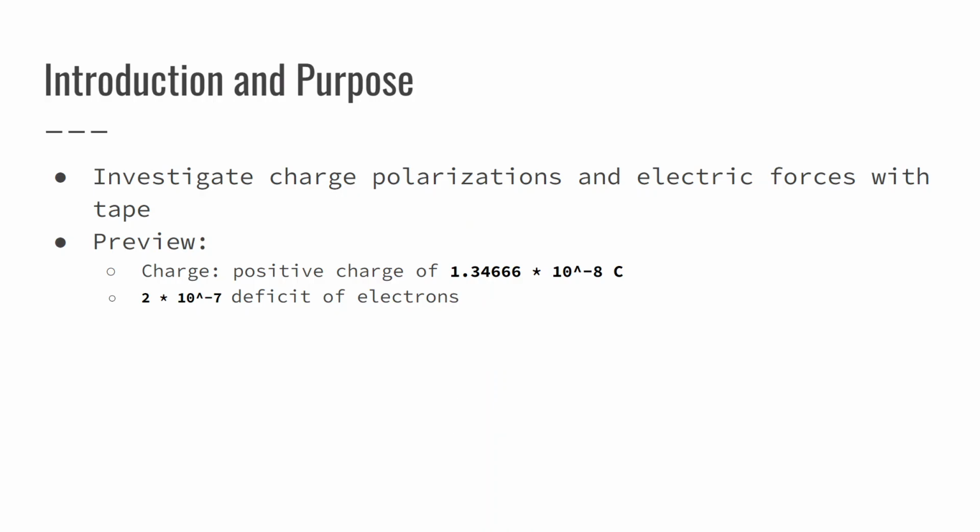Now the purpose of this lab is to investigate charge polarization and electric forces with tape. My preview for this lab is that I found that each piece of tape had a positive charge of about 1.3 times 10 to the negative 8 coulombs, which means that there was a deficit of about 2 times 10 to the 7th electrons.